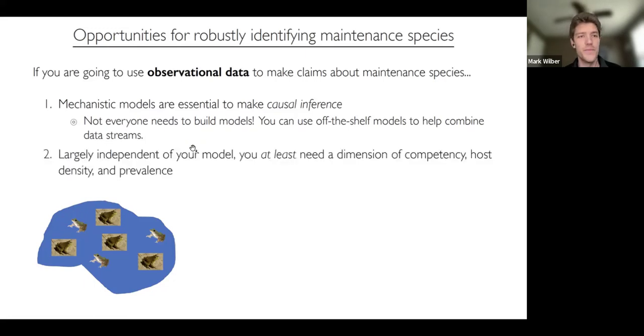And there's also plenty of off-the-shelf models that can be used to help integrate and identify data streams that are needed. The second key piece of opportunities or advice is that largely independent of your model, know that you need at least 3 data streams. You need at least some dimension of competency. You need some measure of host density. You need some measure of prevalence to make conclusions about maintenance species. If you're doing it without these 3 streams, just keep in mind your conclusions could potentially be quite biased.